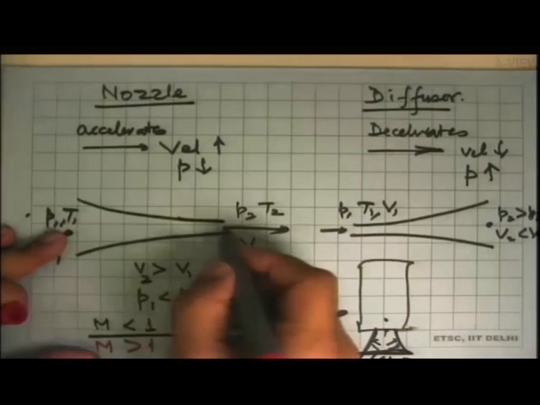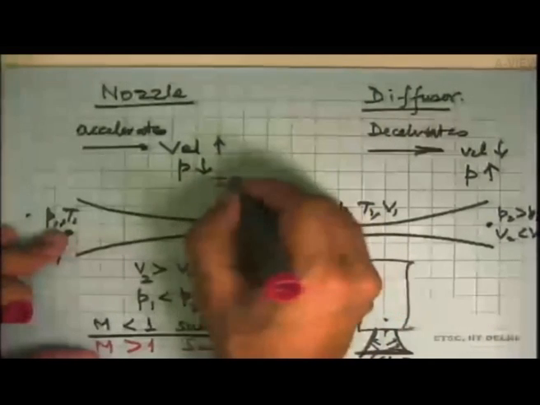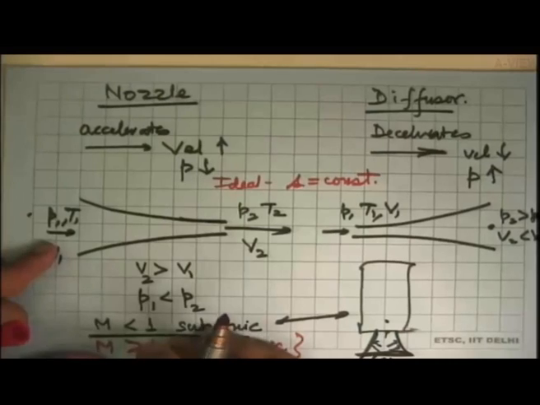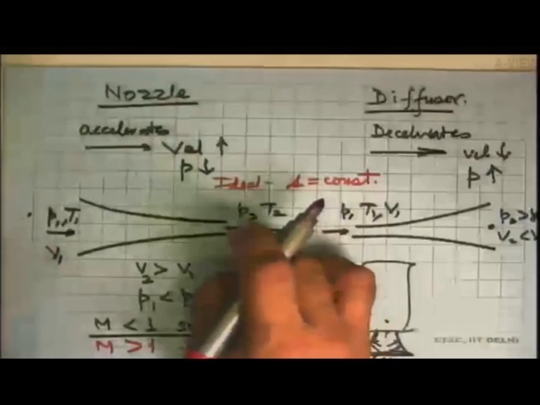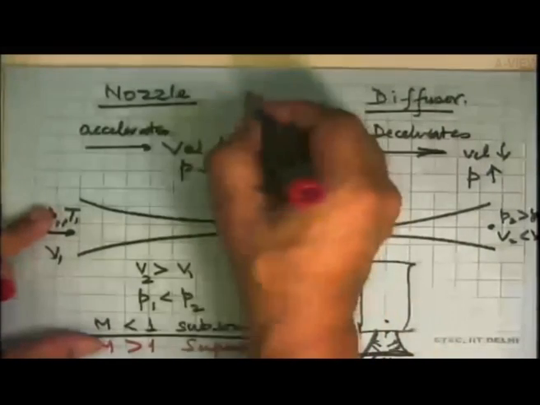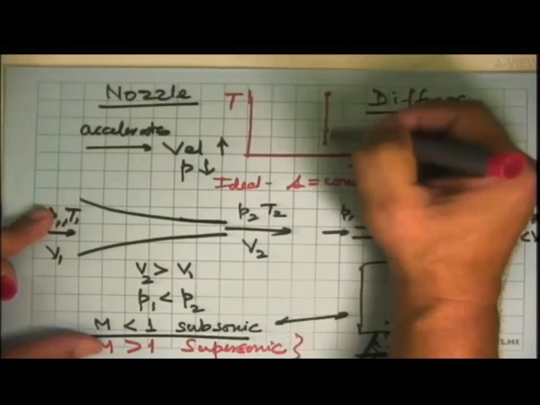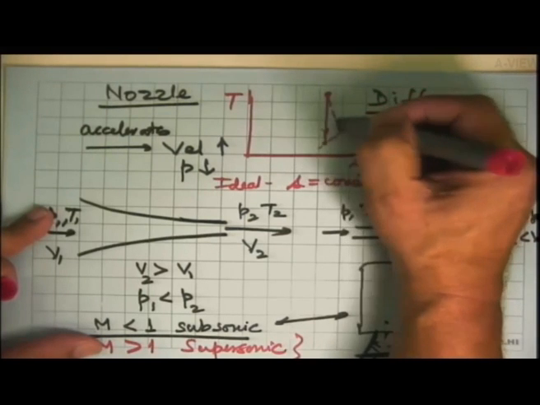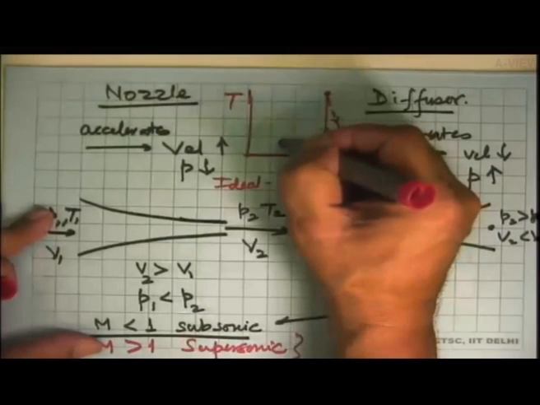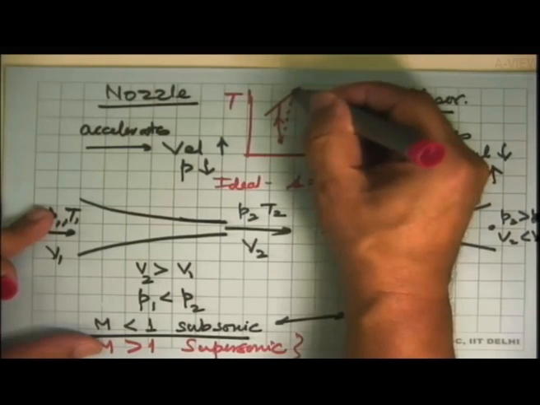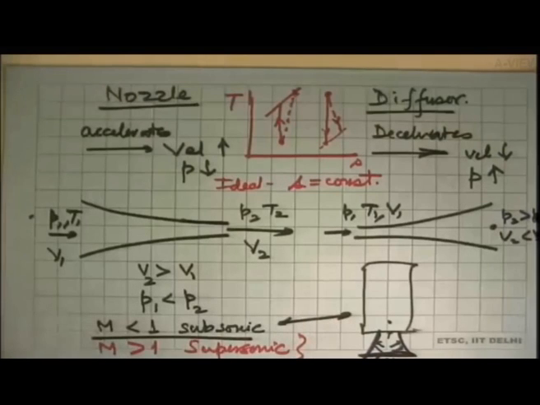In both cases, if there is no other dissipation and no heat transfer, ideally both would be isentropic, S equal to constant. If there were irreversibilities, exit entropy will be more than inlet entropy. On the property diagram, say a TS diagram, the ideal nozzle will look like this, and at the same pressure a real nozzle will do this. And for a diffuser from here, the ideal diffuser will go over there, and the real diffuser will go there, and this will be the exit state. So that's what a nozzle and a diffuser are.